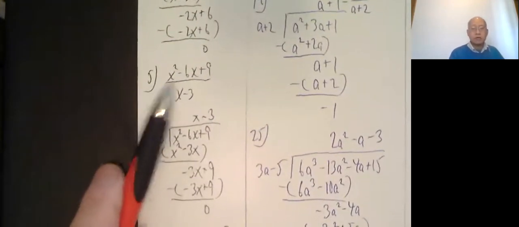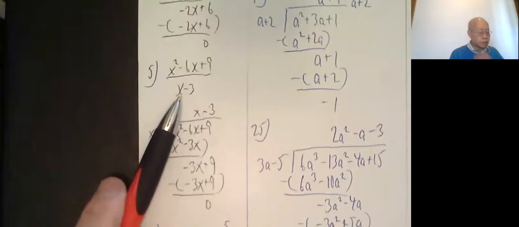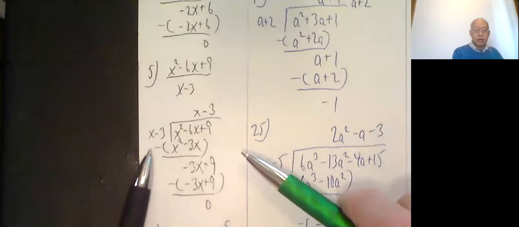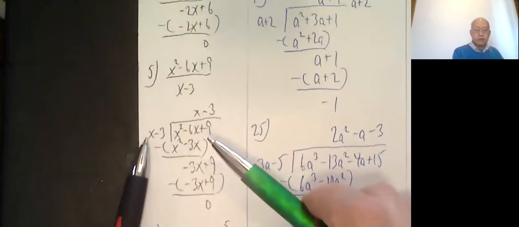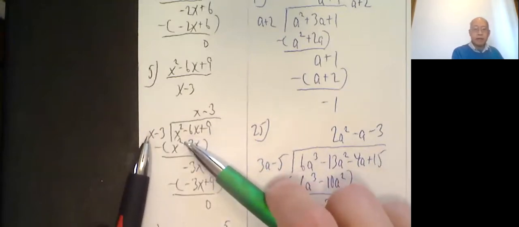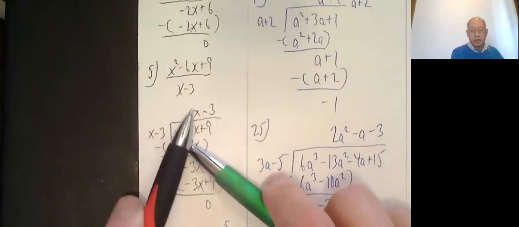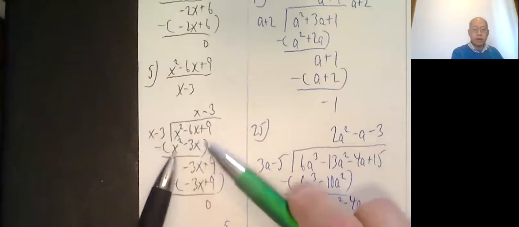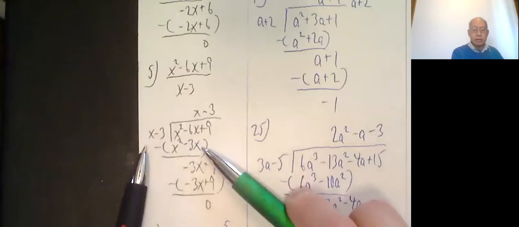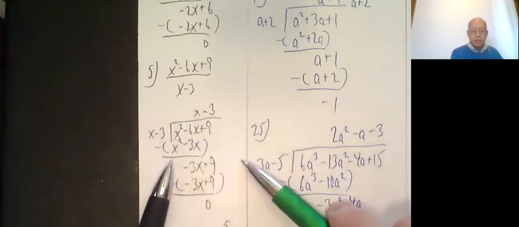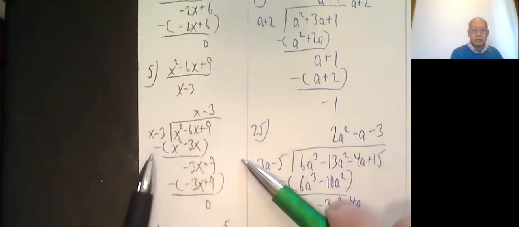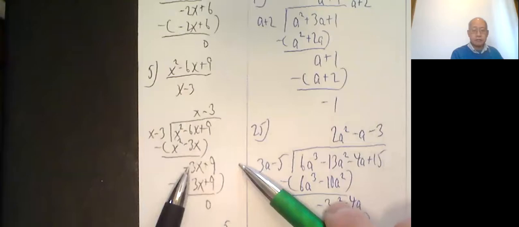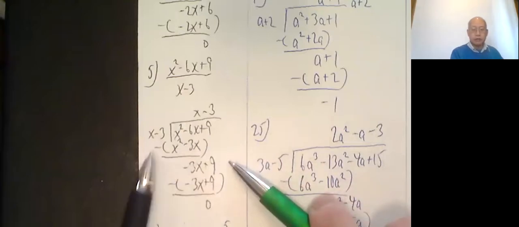Okay, number 5, x squared minus 6x plus 9 divided by x minus 3. Top goes inside, bottom goes outside. First thing here, first thing here. How do you go from x to x squared? X. Now, x times this whole thing is x squared minus 3x. Parentheses, subtract. Cancels out. Negative 6x minus a negative 3x is like plus 3x, giving negative 3x. Bring down the 9. Start over.